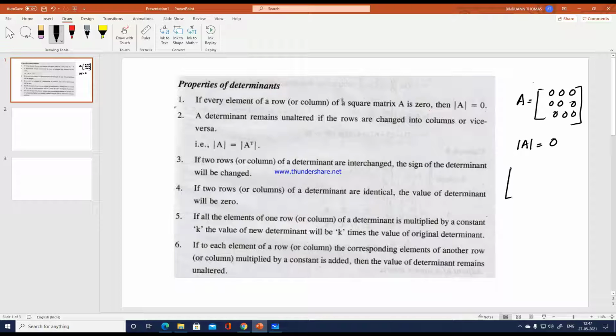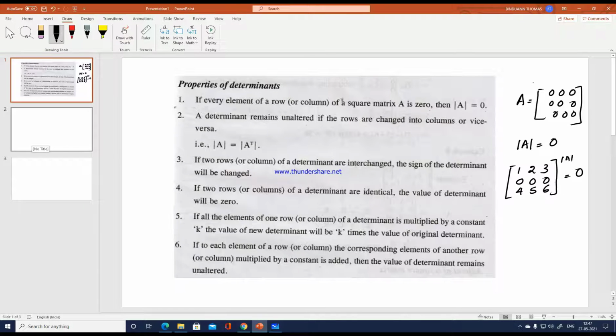It is also applicable for a matrix which has one single row full of zeros. So this is applicable to any row containing 0. The determinant of that particular matrix is also 0. Now let's consider the second property, that is, the determinant remains unaltered if the rows are changed to columns.